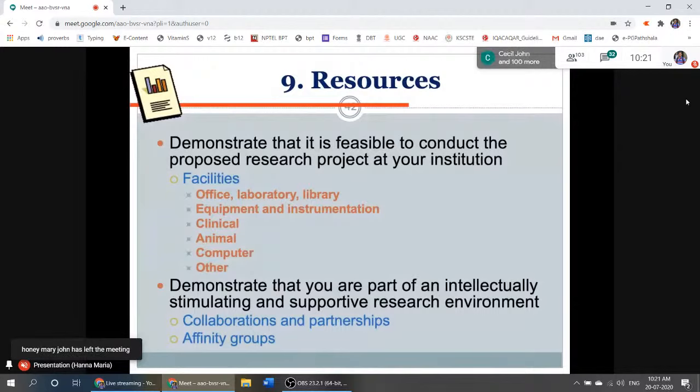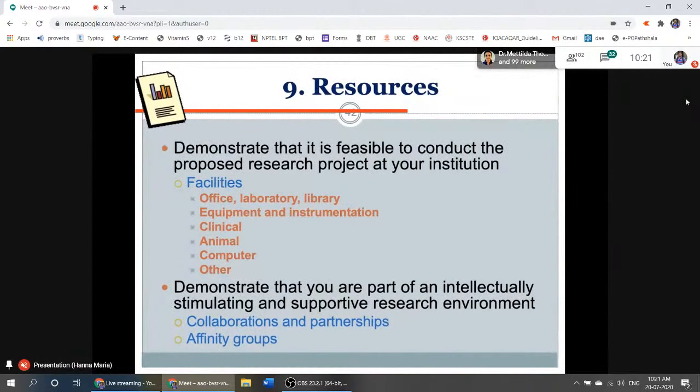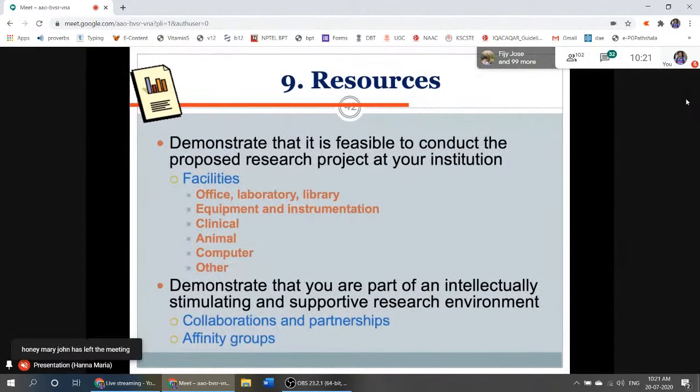Demonstrate that it is feasible to conduct the proposed research project at your institution. That is very important. You say that your institution is pretty strong. That is the resources of your institution. I gave an example when I went to Professor Rao when I asked for a TEM. He initially refused, saying that your university cannot support a TEM. And then finally, I had to convince him. Facilities like office, laboratory, library, equipment, these are all very, very important.